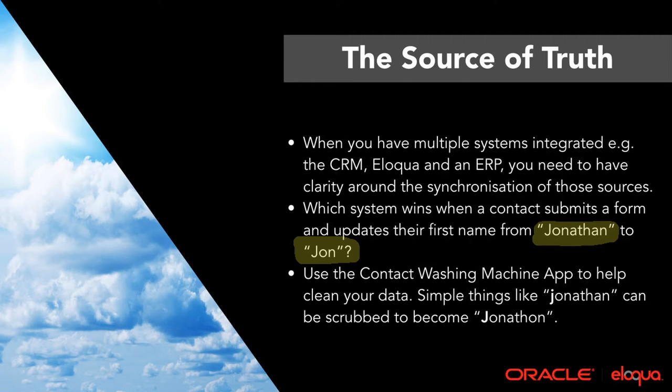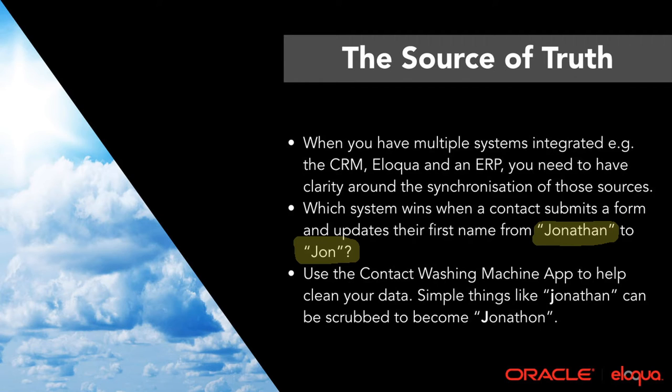Now, my argument is, of course, that the customer clearly knows what their name is and they clearly know how they want to be referenced and addressed by you as an organization. So from an integration point of view, you've got to think about what happens when that information goes back into the CRM. Do you want Eloqua to win? Should Eloqua then override what's sitting in the CRM? Some customers have a hard time with this one from a data integrity point of view, because then there might be an ERP system attached to that as well.